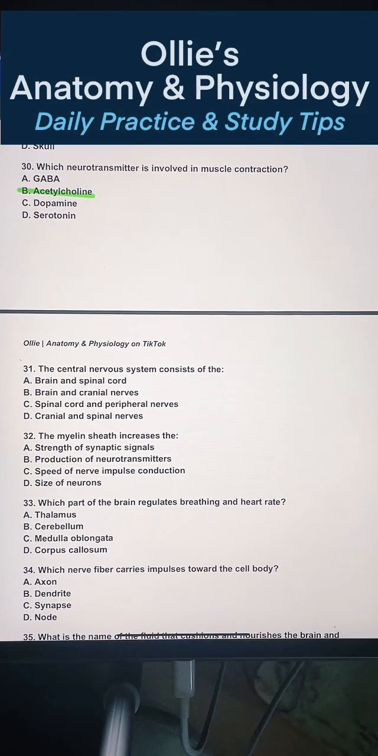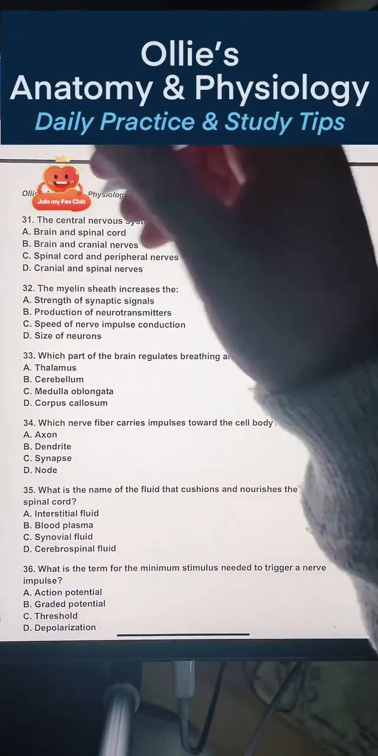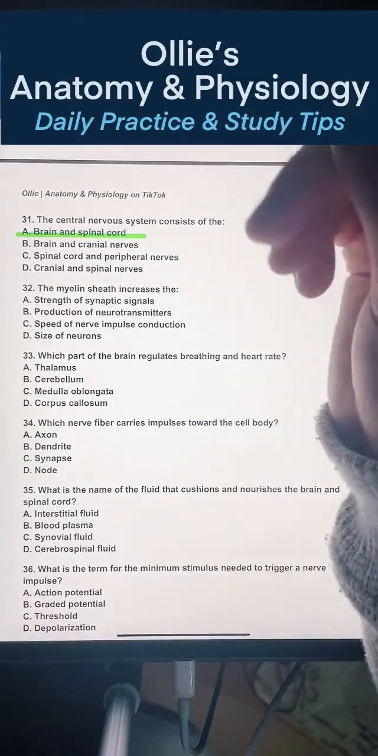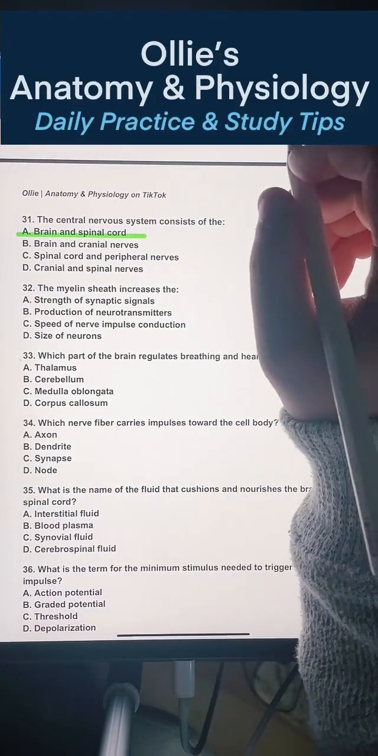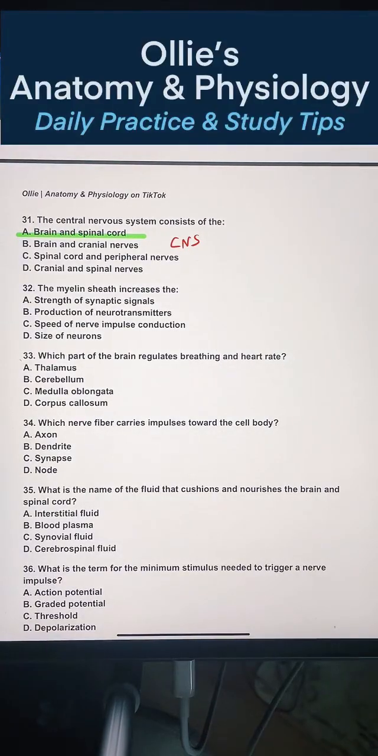Thank you. Number 31, the answer is A. It is the brain and spinal cord. This is the core of the central nervous system, our CNS. Cranial nerves are part of the peripheral nervous system. Peripheral nerves, again, peripheral nervous system. Cranial and spinal nerves are going to be peripheral nervous system.